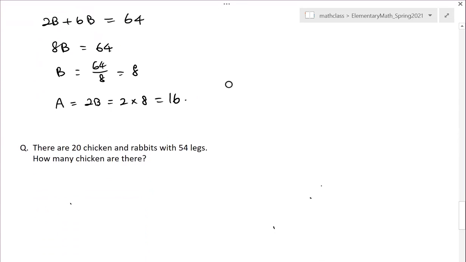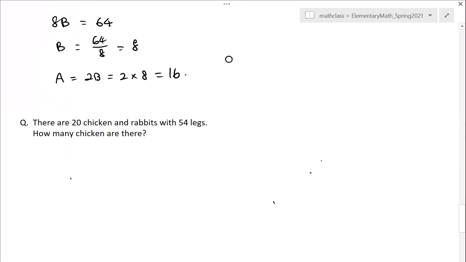Okay, let's look at the next problem. This is an older problem, and there are many ways to solve it. I'm going to show you the multiple ways, okay?